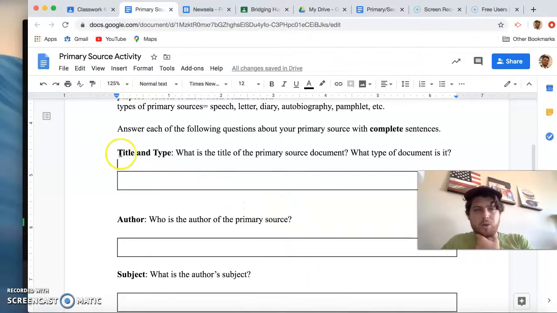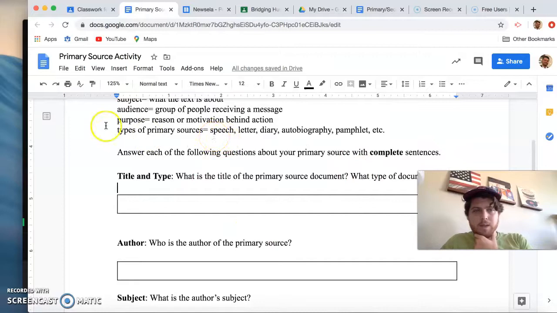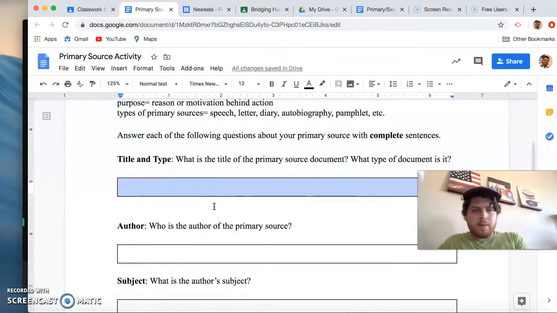The first question is, what is the title of the primary source document, and what type of document is it? The main types of text-based primary sources are these. So it's one of these. So figure out, is it a speech, a pamphlet, a letter, a petition? These are all text-based primary sources. So you tell me what it is and the title.